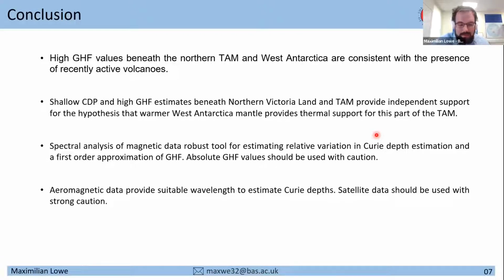And one major point I want to make here is that if you use spectral analysis of magnetic data to estimate the Curie depths, you need to be very cautious with the wavelengths you use, and using satellite data might not be the best idea. Of course, you're limited then to areas where we have a lot of airborne data, which is not the case for the whole Antarctica, but yeah, we would suggest to use this method only in areas where we have high airborne data.